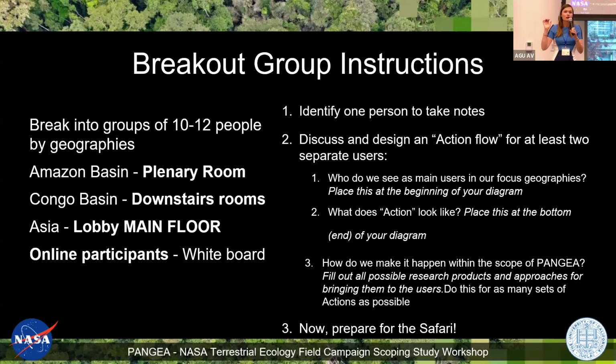We will not have time to share back, but what we will do is take these and post them in the lobby for the coffee break tomorrow morning, so you can see what other groups came up with. And there will also be Post-its there to comment on them if you have additional ideas for user groups, resources, things like that.